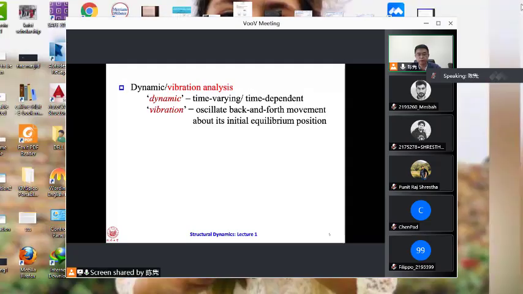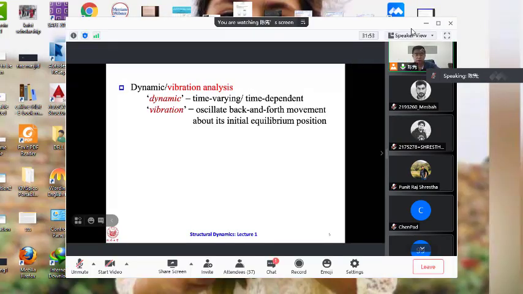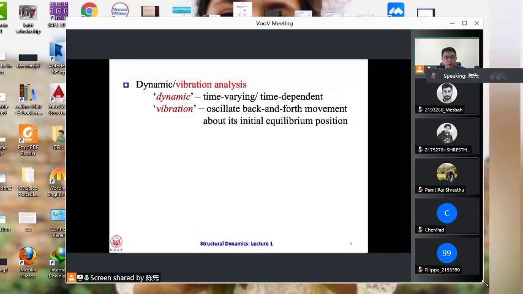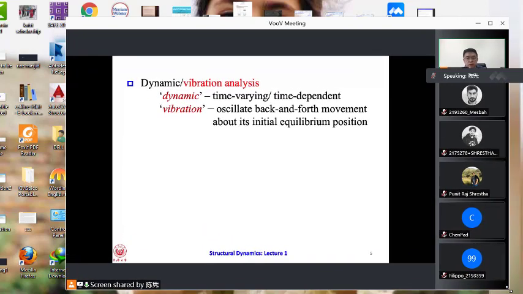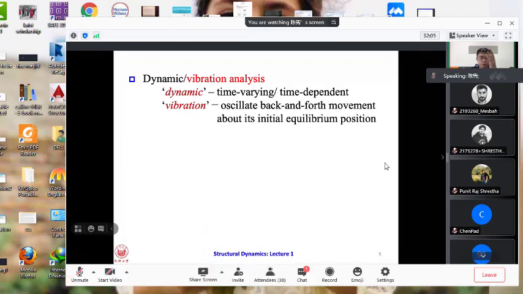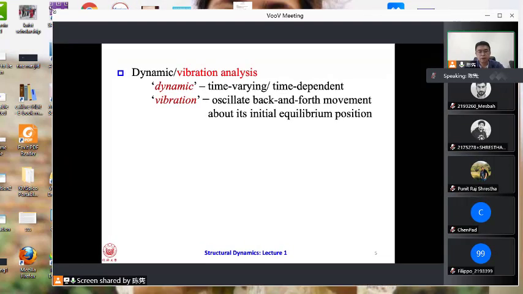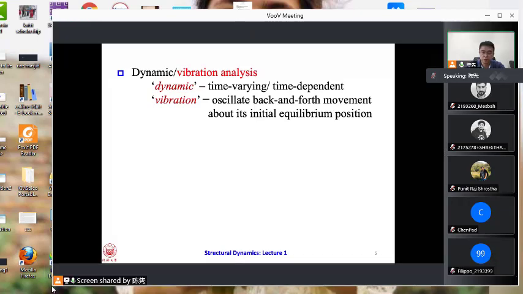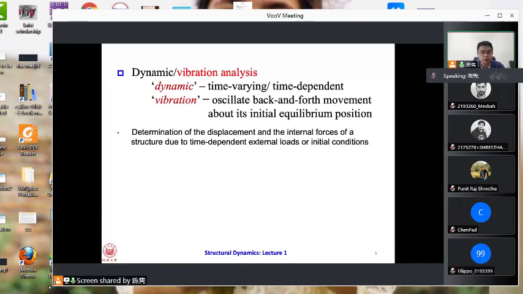So if this one goes away, like a car or train, that means movement. Okay, that's movement. That's not vibration, because it goes away from its origin. It does not oscillate back and forth about its equilibrium position. So this is a slight difference between these two words.